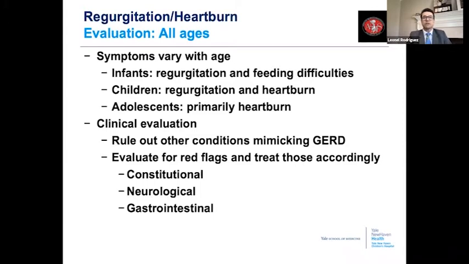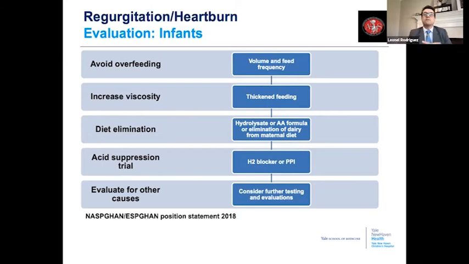So let's start with infants. Infants are more likely to present with regurgitation due to anatomical problems, so we tend to have a lower threshold to investigate for those. The first intervention that we do is to adjust the volume or the frequency of the feeds to avoid overfeeding. There is no good evidence for this intervention, but it's an intervention without any associated risk if it's carried out properly.